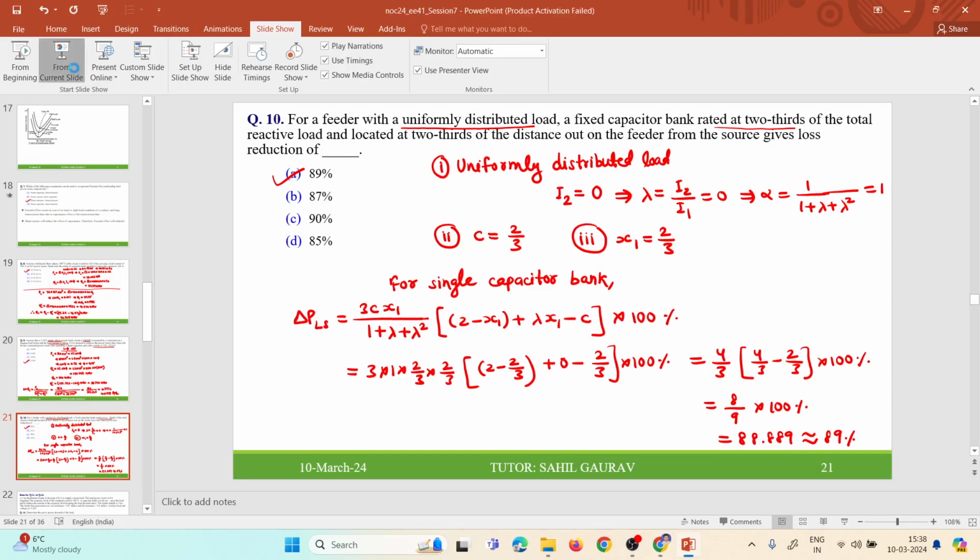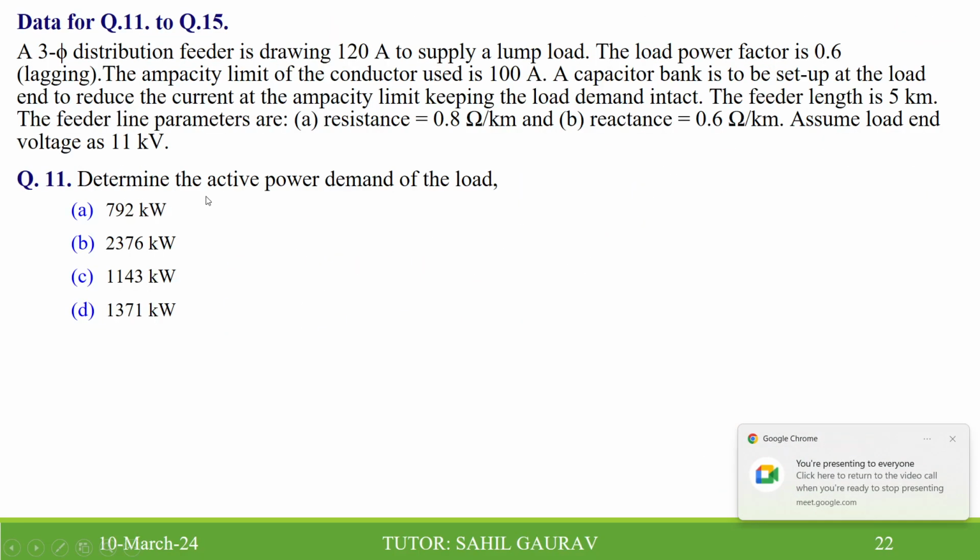Now moving forward to the next problem. It is common data for 11 to 15. A three-phase distribution feeder is drawing 120 ampere to supply a lump load. The load power factor is 0.6 lagging. The ampacity limit of the conductor used is 100 ampere. A capacitor bank is to be set up at the load to reduce the current to the ampacity limit, that is 100 ampere, keeping the load demand intact.